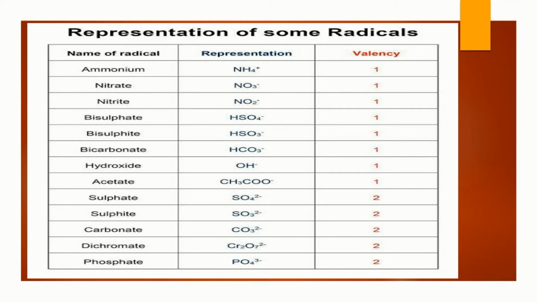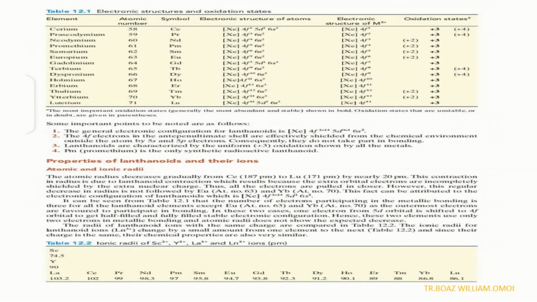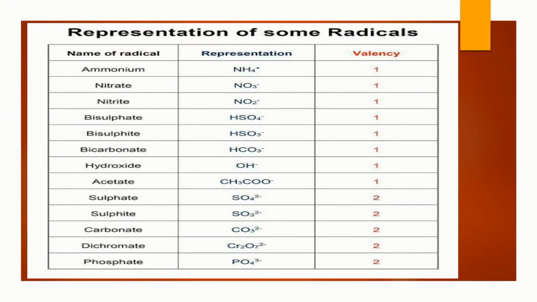So in chemistry, radicals are groups of atoms which have a net charge and they exist and react as a unit during a chemical reaction. The valency of a radical is equal to its charge. Examples of radicals include the sulfate ion, SO4 negative 2. So the charge of a sulfate radical is negative 2 and it has a valency of 2.